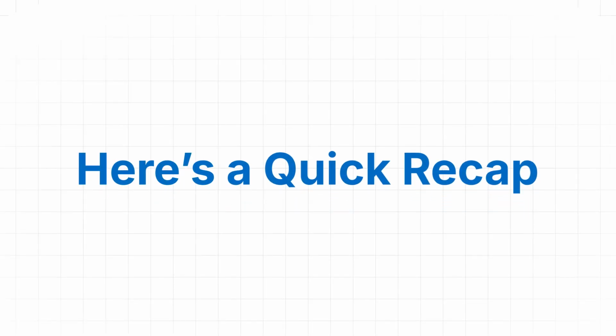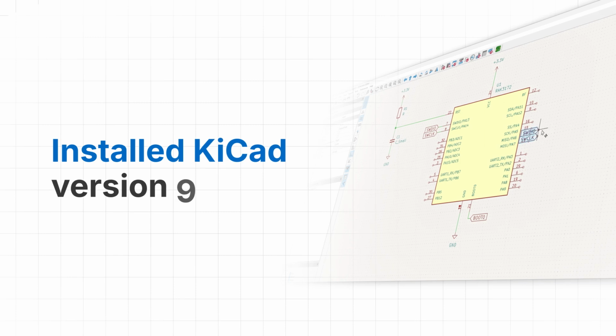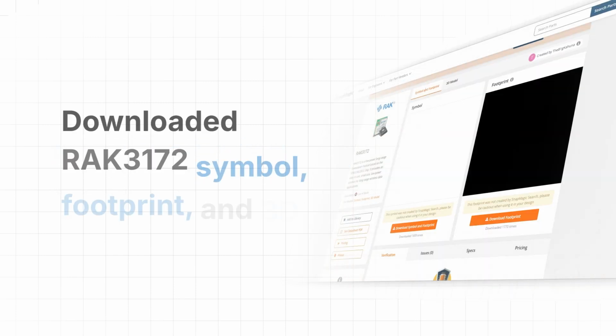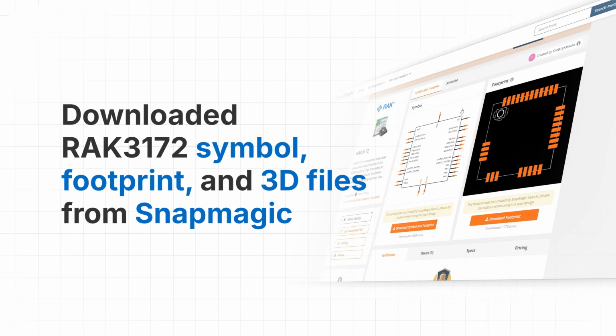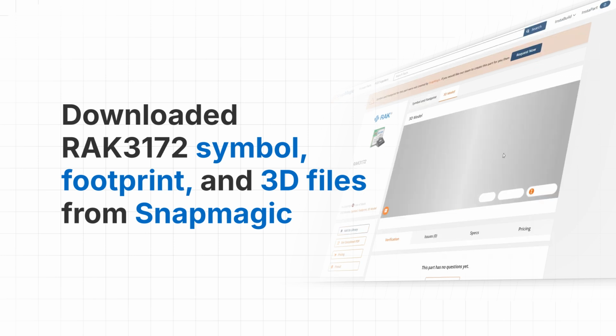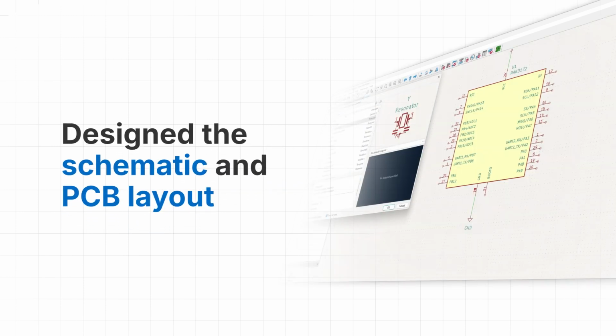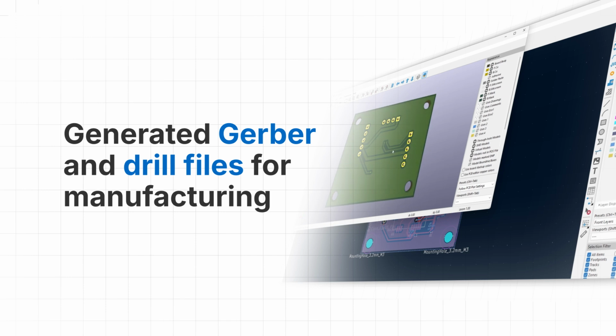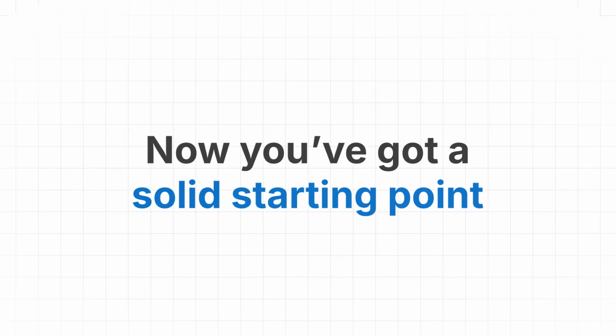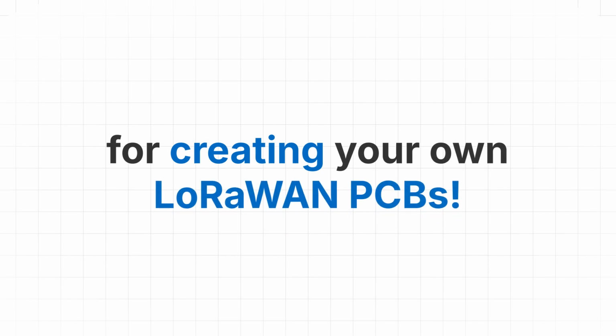And that's it. Here is a quick recap of what we did. 1. Installed KiCad version 9. 2. Downloaded RAK3172 symbol, footprint and 3D files from SnapMagic. 3. Added those files to KiCad libraries. 4. Designed the schematic and PCB layout. 5. Generated Gerber and drill files for manufacturing. Now you've got a solid starting point for creating your own LoRaWAN PCBs.